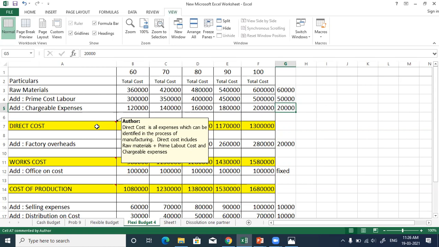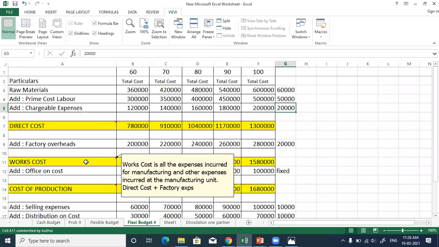Besides that, all that expenses which we can identify in the process of conversion of raw material to finished goods, that are called as chargeable expenses, and that will be also added up. So direct cost is equal to raw material plus main labor cost, and then all chargeable expenses identifiable, that constitutes to be a direct cost. In this direct cost, if you add up your factory overheads, then what you get is a works cost. So works cost is like all the expenses that we have incurred in the factory for manufacturing a process. So the works cost includes all your direct cost plus factory expenses. That gives you works cost.